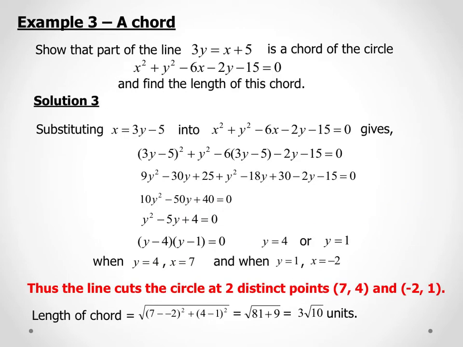So here's a quick example. Show that the line is a chord of the circle and find the length of this chord. Okay, so basically here's our circle, and I want to prove that this line is a chord. So from here to here it is a chord. Well, what we're going to do is solve simultaneously the equation of the line and the equation of the circle. So let's do that.